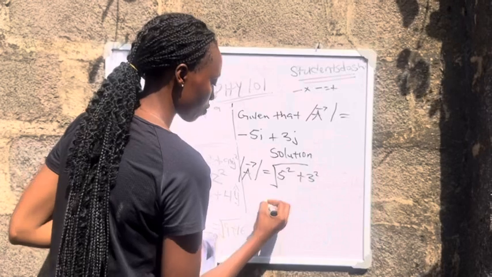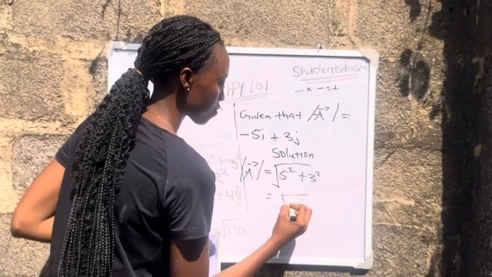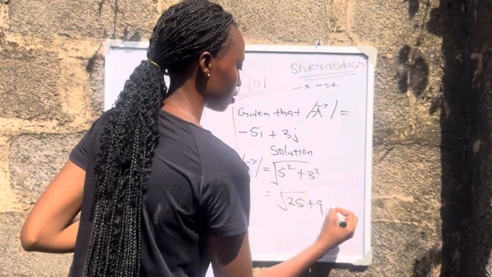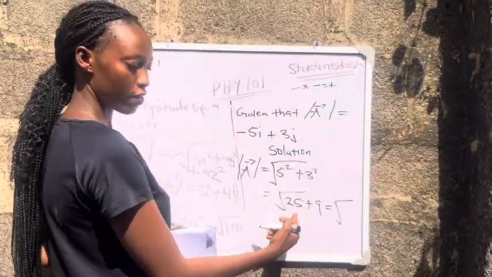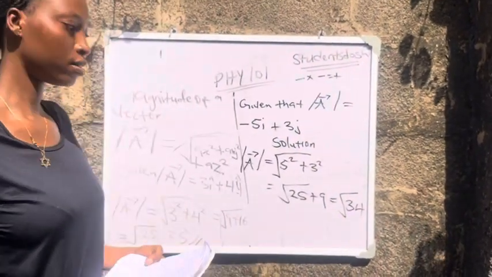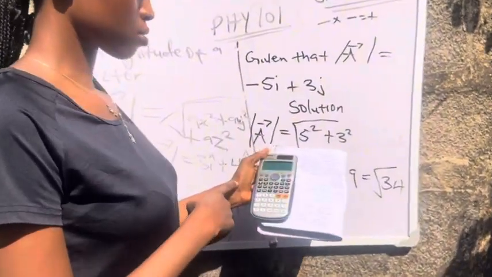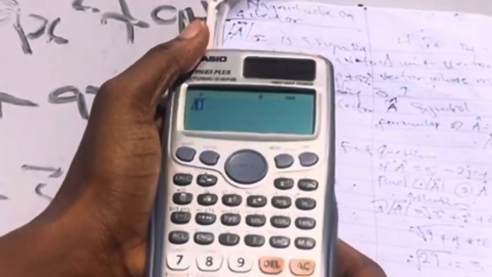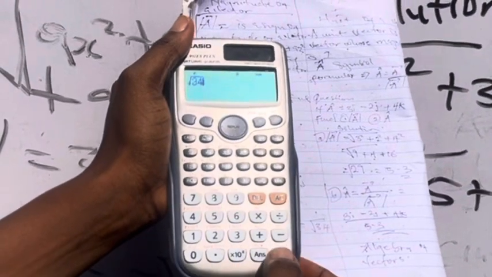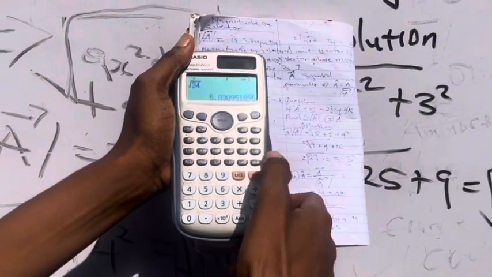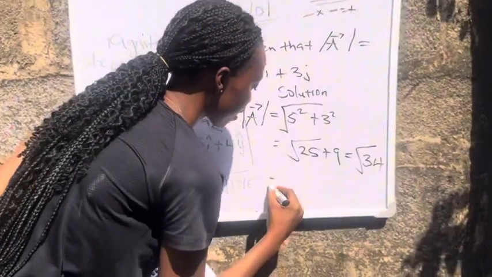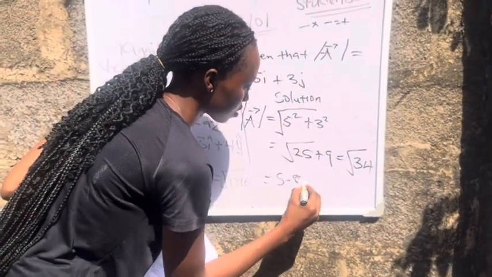So 5 squared will give you 25, plus 3 squared will give you 9. 25 plus 9 will give you 34. But you don't leave the answer like this. You use your calculator. If you have your Casio calculator, you press the square root of 34, then you press this SD to have your answer in decimal point. It will give you 5.8, and that is our final answer, 5.8.